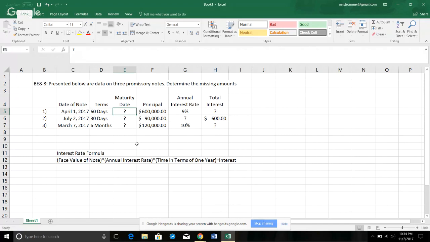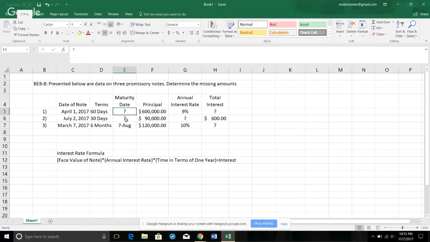The thing that can get confusing at times is just remembering the difference between when you have to figure out the maturity date when it's days versus months. For months, it's pretty straightforward. All we need to do is count 6 months, go up 6 months from the date of the note. So for this one, going up 6 months, it's actually going to be August 7th.